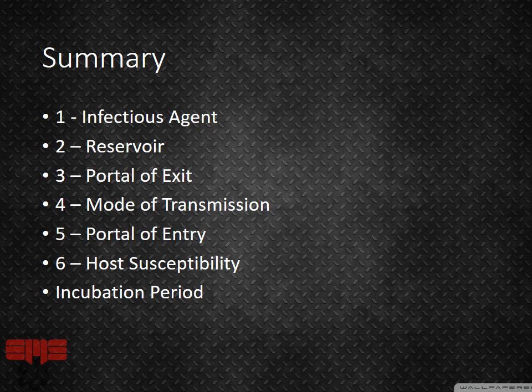So in summary, in order for a communicable disease to be transmitted from person to person, these 6 things have to be in place. There has to be an infectious agent. The reservoir where the agent normally resides. Without that reservoir, the infectious agent may not be able to survive. The portal of exit: the disease leaves the host some way. You have to transmit it either by direct or indirect contact. There has to be a portal of entry into the host, and then the host has to be susceptible. And don't forget, the incubation period is the time from exposure to onset of signs and symptoms.